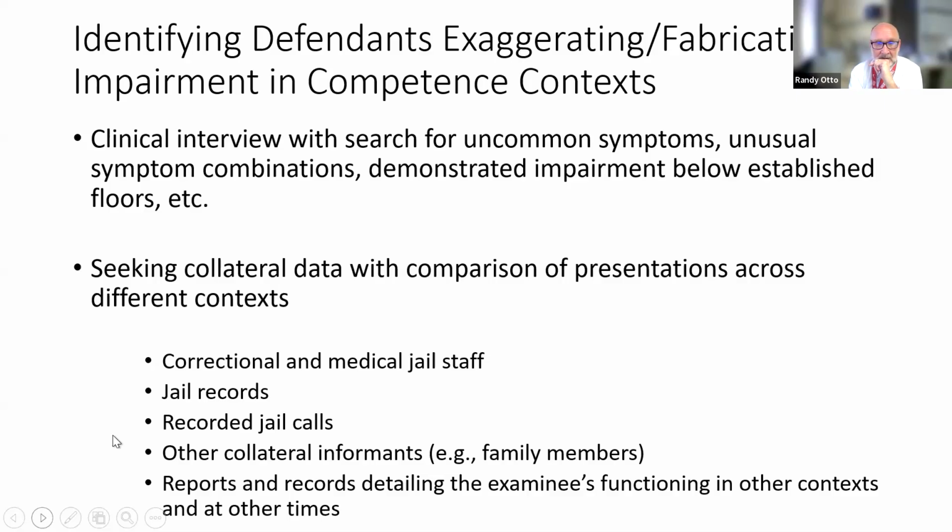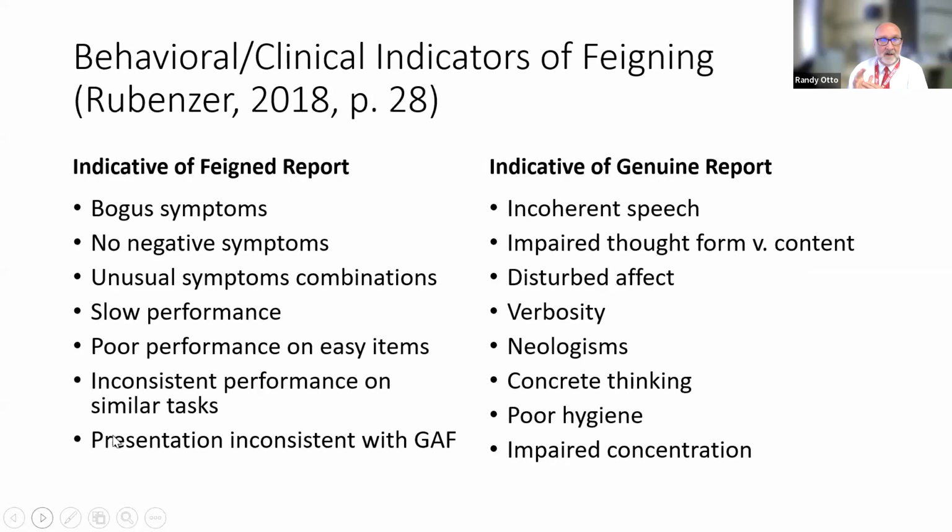Collateral informants, including family members, and reports and records detailing the examinee's functioning in other contexts and at other times, separate from jail records. So records of prior treatment, prior reports summarizing prior competence evaluations, et cetera, et cetera. Let's go to the next slide.